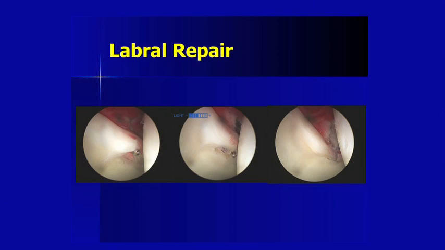This is us repairing a labral tear. So these are an anchor that has sutures coming out of it. The sutures are tied around the tear to sew it back, so that can be done.